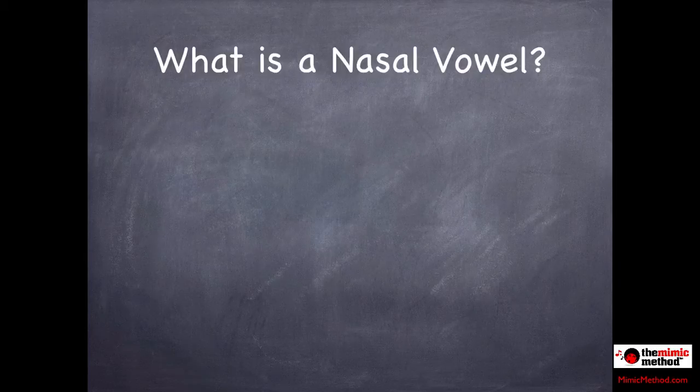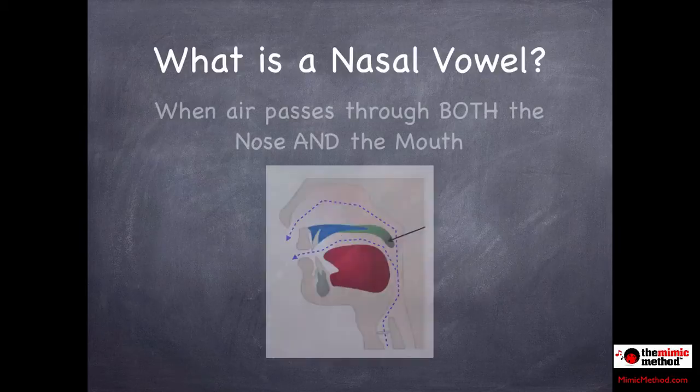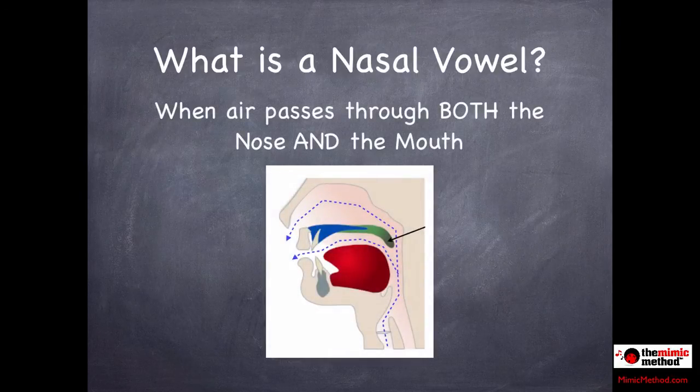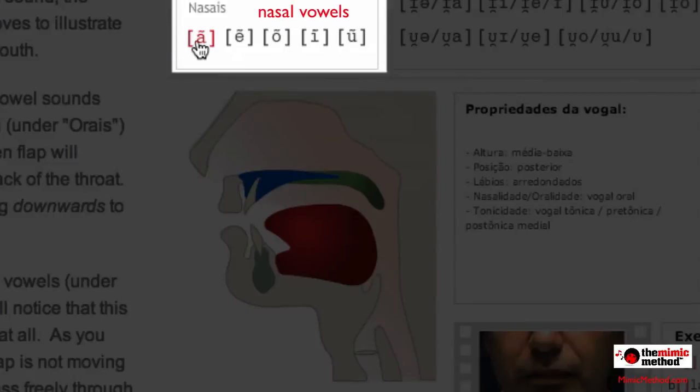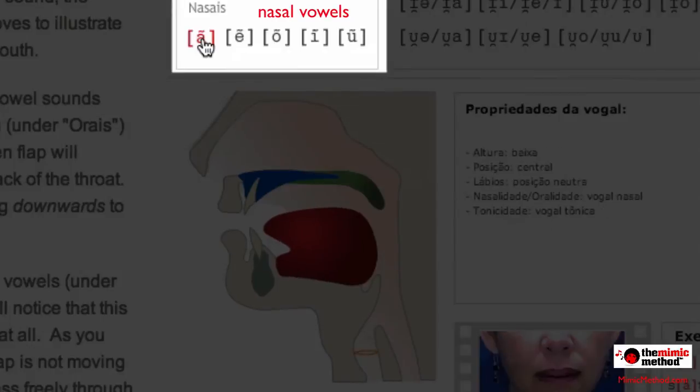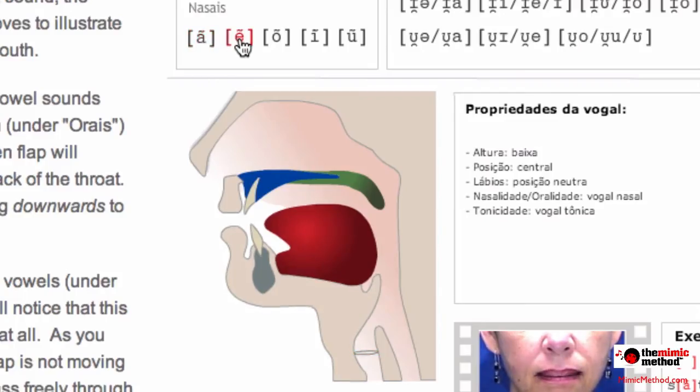Actually, nasal vowel is a bit of a misnomer. Nasal vowels should actually be called nasal oral vowels because they occur when air passes through both the mouth and the nose. So back to that diagram. If I leave the velum in its natural rest position and expel air from the lungs, the air will naturally pass through both the nose and the mouth.